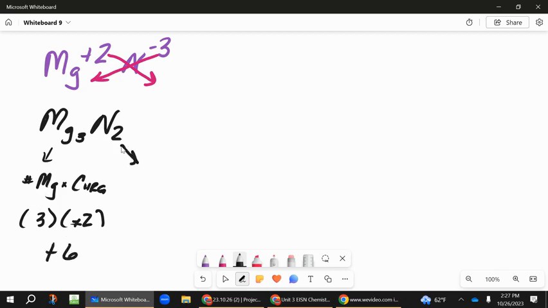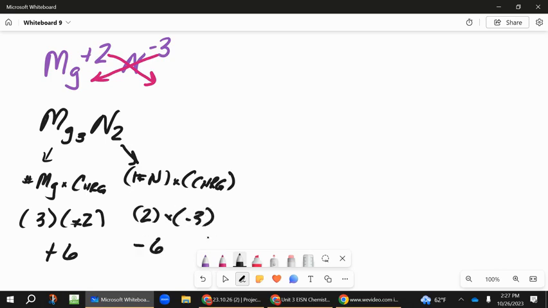We would do the same thing for nitrogen. The number of nitrogens times the charge. So there are 2 nitrogens here. The charge is a -3. That means the total is a -6. That means this compound has a charge of 0. Never fails. Now, the only way that the crisscross method can let you down is how?